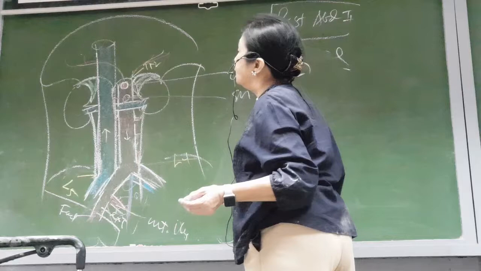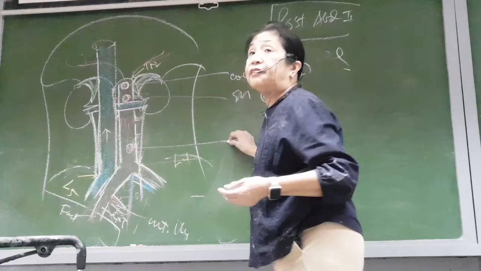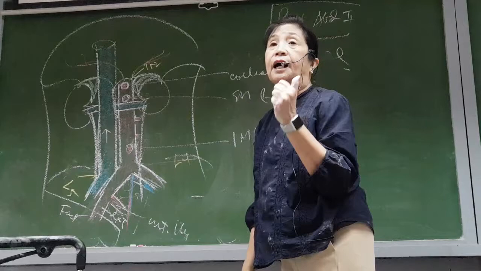And the third one is this, supplying your hindgut. This is given off at the level of L3. This is the inferior mesenteric, this is L3. These are the unpaired visceral branches of the abdominal aorta.